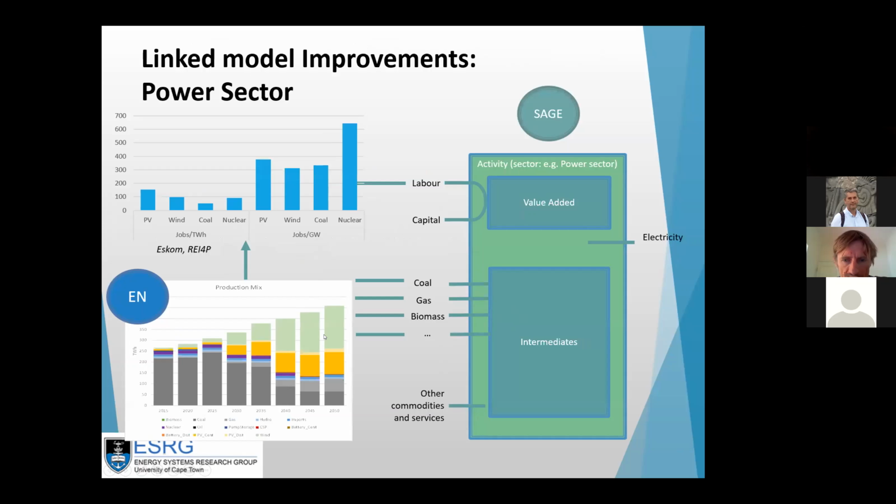So the power sector was linked on the production function. This is how the power sector is represented in the CGE model. It's got intermediate inputs and value add inputs of capital and labor. So we were previously linking on this part here, the intermediate inputs, the mix of fuels required to produce electricity based on the results from SATIM, and also the capital intensity. And then now we've recently added a link to the labor intensity. So that's a recent development.